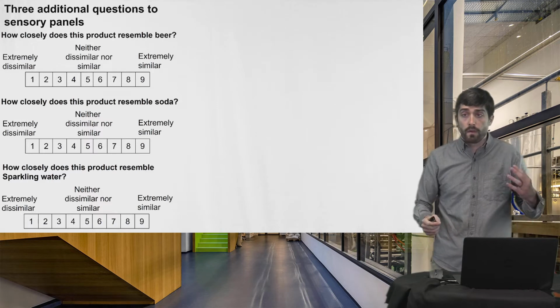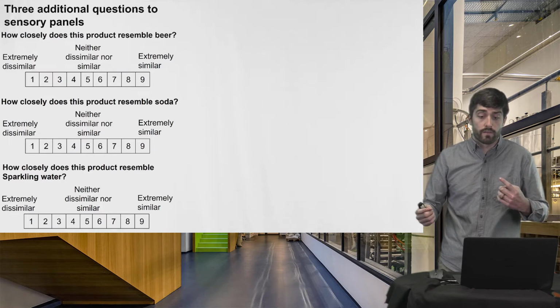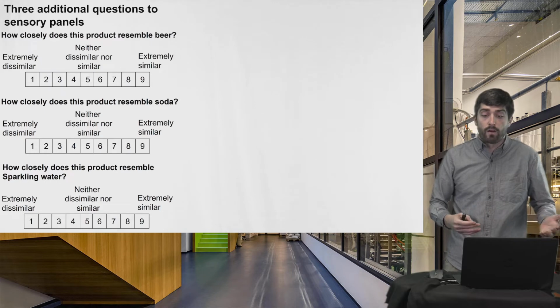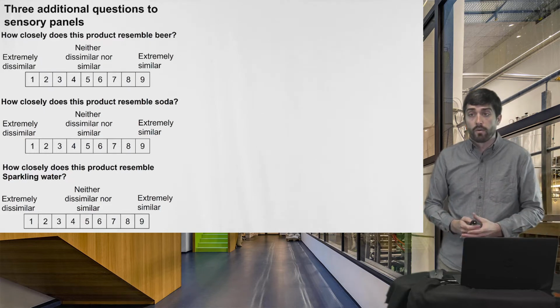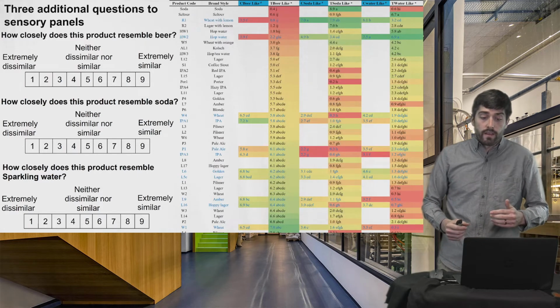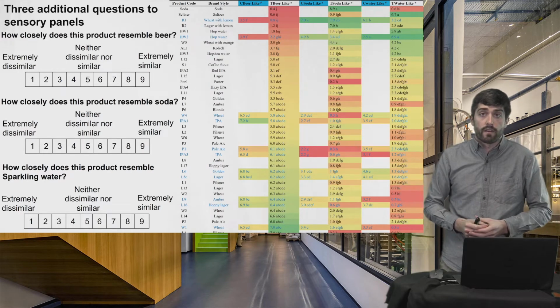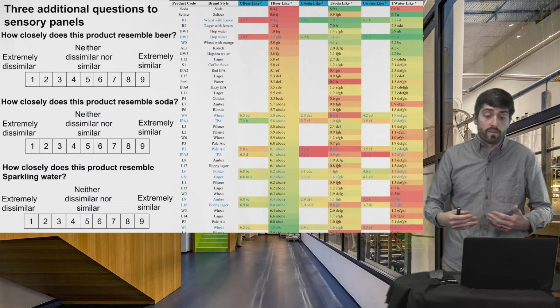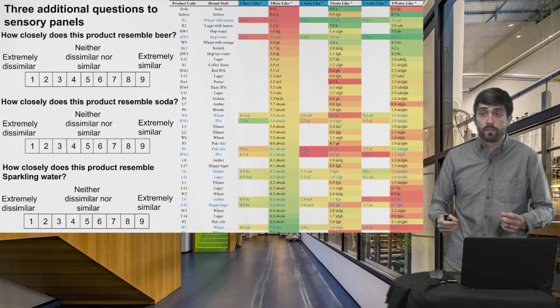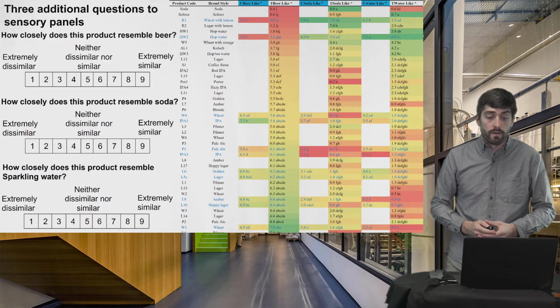Therefore, along with the past study and those samples, we asked the consumers and the trained panel these additional questions. We wanted them to rate how closely they thought the NABs were to beer, soda, and sparkling flavored water. Briefly, here's that data process. This was processed via analysis of variance and mean comparisons, and what we saw is that the trained panel and the consumer panel saw significant differences in how closely they thought the NABs resembled beer, soda, and sparkling flavored water.